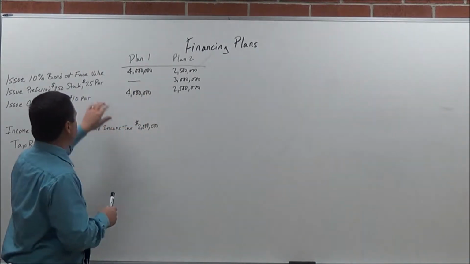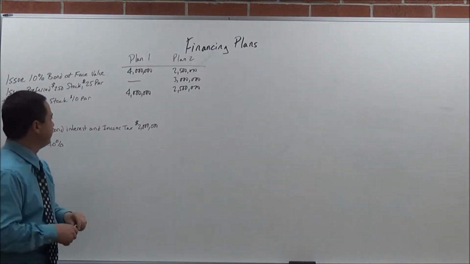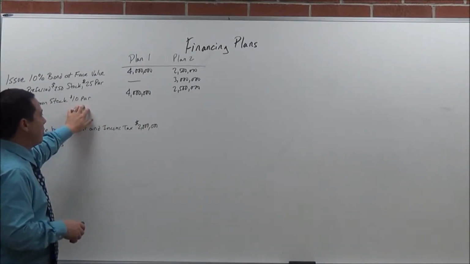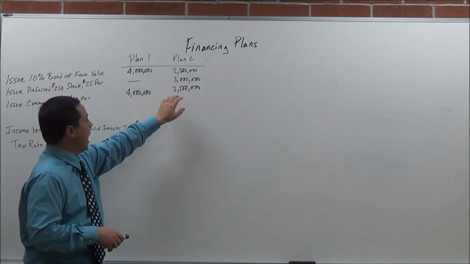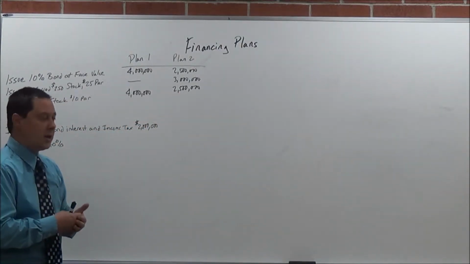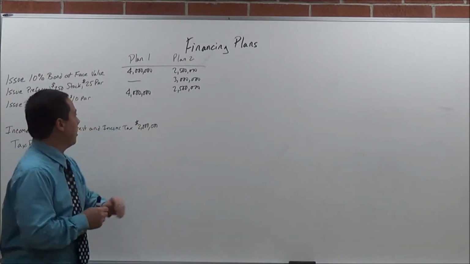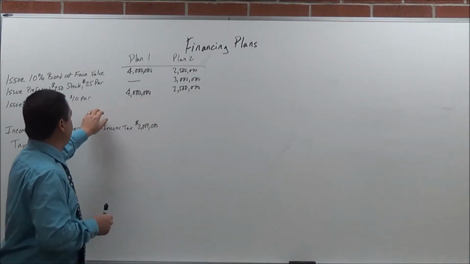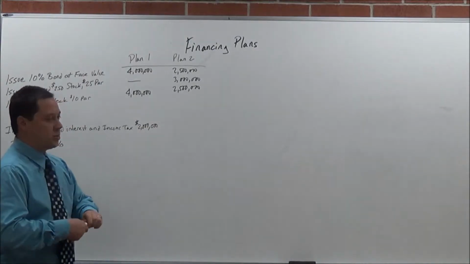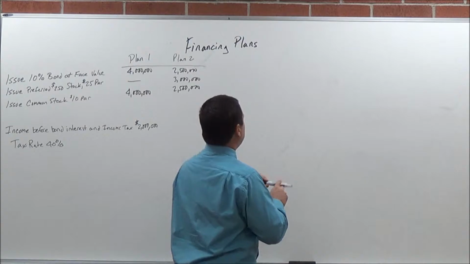We'll figure that out in just a little bit, but basically to do that, we take the 3 million divided by the 25. And then finally, our issue of common stock, we have a par value set at 10. We have 4 million in Plan 1, and 2.5 million in Plan 2. To figure out the number of shares, similar to preferred stock, we'll take the par value into the amount that we have. So it would be 4 million divided by 10, which would give us 400,000. Let's walk through this and see how this all turns out.